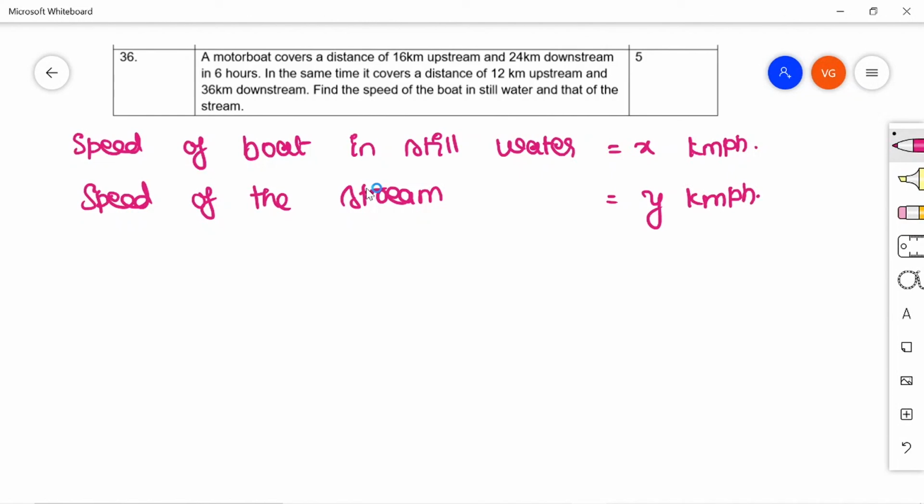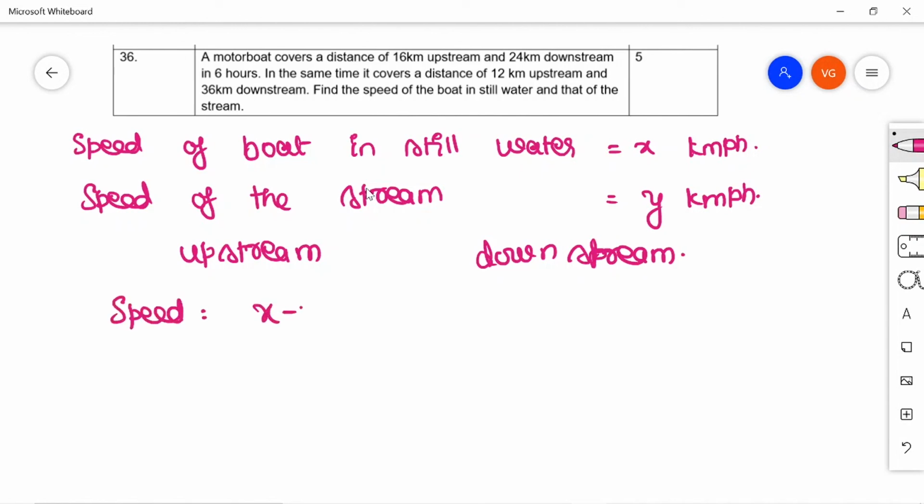Now they are talking about 2 directions. One is upstream and the other is downstream. So let us take here upstream and downstream. Upstream, that is if the water is flowing in one direction, the boat is moving in another direction. So the upstream speed will be x minus y kilometer per hour, as they both are moving in different directions. Downstream, both are moving in the same direction, so the speeds will add up: x plus y kilometer per hour.